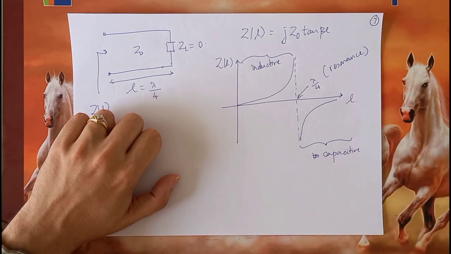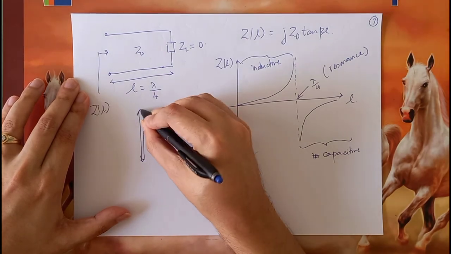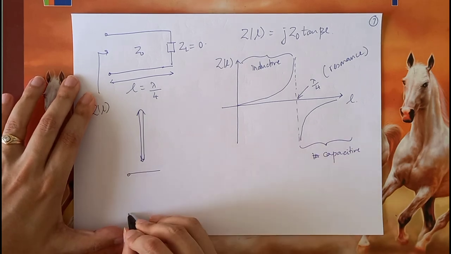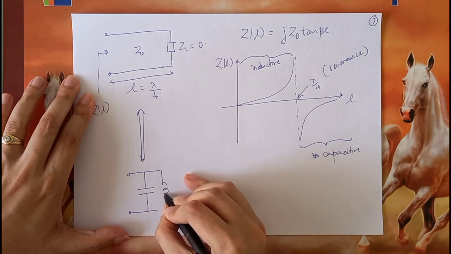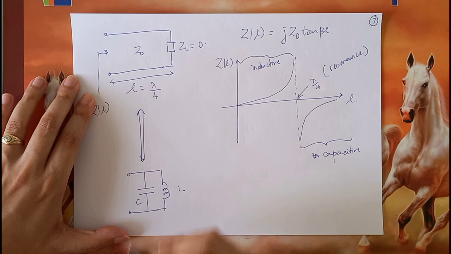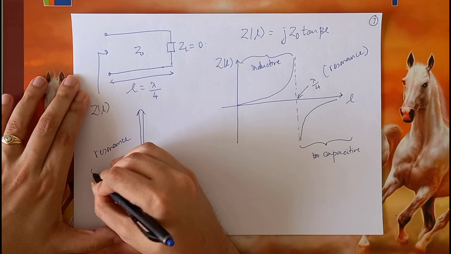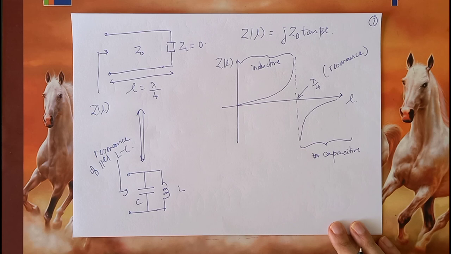So which kind of resonance gives us infinite impedance? It is the parallel resonance. So if I have this kind of transmission line ended with a short circuit and a length of lambda by 4, it is very much like having an infinite impedance that results through a parallel L and C resonance. So if you want to realize resonance circuits also, you can do this.